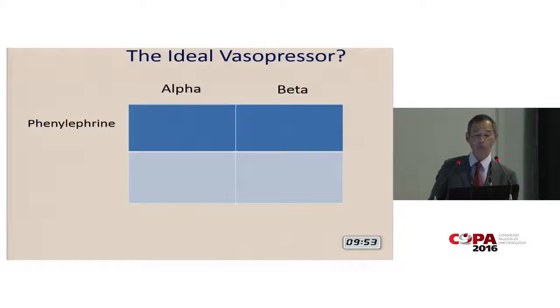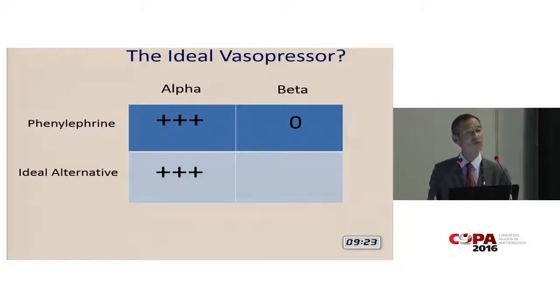Let's consider what the ideal vasopressor might be. With phenylephrine, the drug we mostly use at the moment, we have a very potent alpha agonist. But it's important to realize that phenylephrine has no beta activity. And this is the reason why we see this non-compensated bradycardia with phenylephrine. I believe that the ideal alternative drug would possess the same alpha activity as phenylephrine, but also possess a little bit of beta activity to try and prevent the bradycardia.